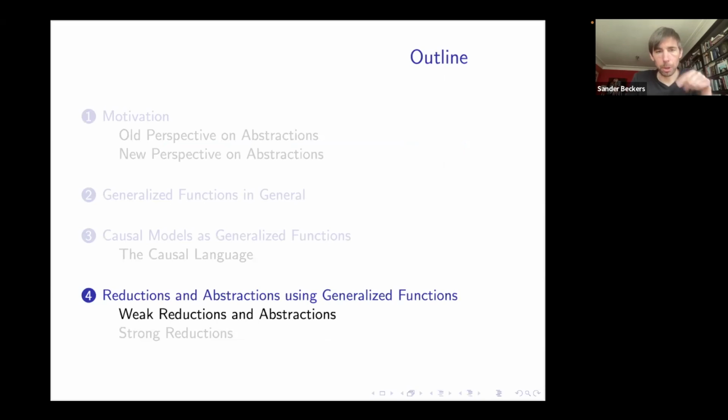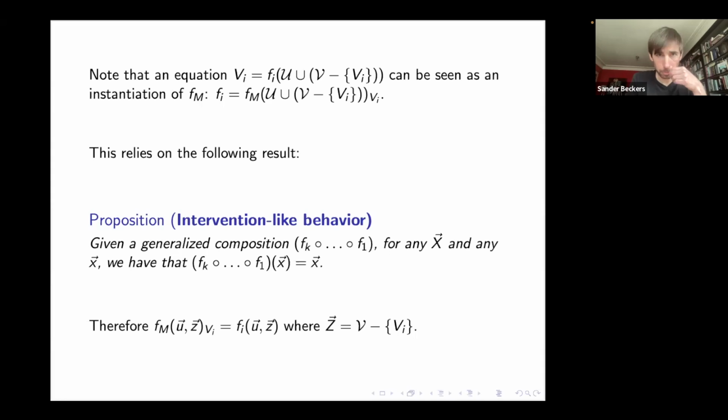This is a detour because we were talking initially about abstractions, and where have they gone? Well, let's bring them back. And to do so, note that Fm represents the entire causal model, but you can actually get each particular equation, so each function that appears in an equation, you can actually get that as simply a specific instantiation of Fm. All you need to do is specify what the arguments are.